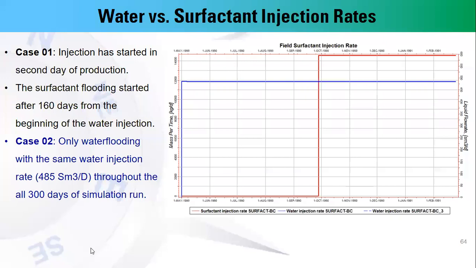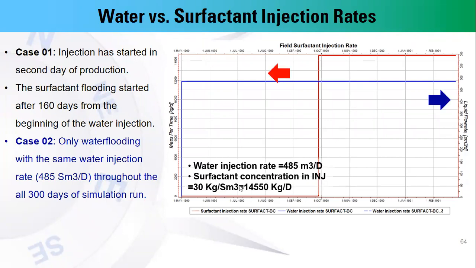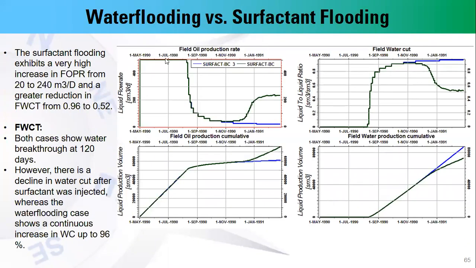While in the second case, we have only water flooding with specific parameters like this. As the comparison between water flooding and surfactant flooding, the blue color is the behavior or performance of water flooding. As you can see, for oil production rate, we have more reduction in water flooding at this time, while for surfactant flooding, we have an additional increase in oil production after the start of surfactant flooding.